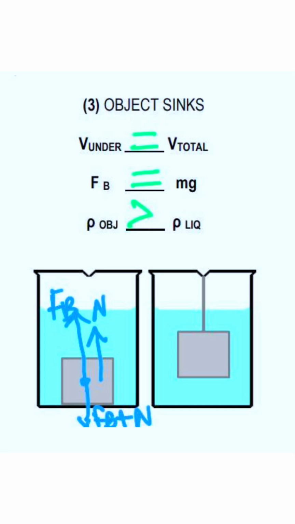In the third scenario, the buoyant force is less than the force of gravity, and the density of the object is greater than the density of the liquid. In this scenario, the object sinks. We explored two of these scenarios in our lab.